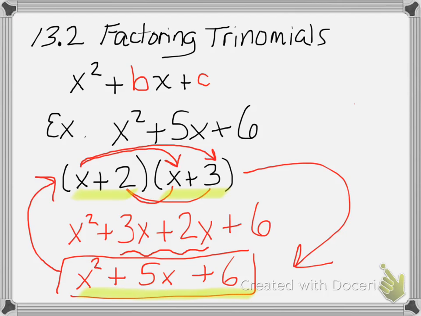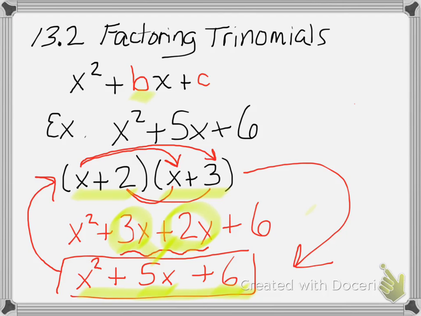So we're working backwards. If we're working backwards, kind of look at the pattern backwards for a minute. It'll probably help you understand it a little bit easier. If you take a look at this, the 3 and the 2 add up to that middle number, that b. And then the 6 comes from 2 times 3. So the middle term is taking the 2 and the 3 and adding them together, and the last term is multiplying them together.